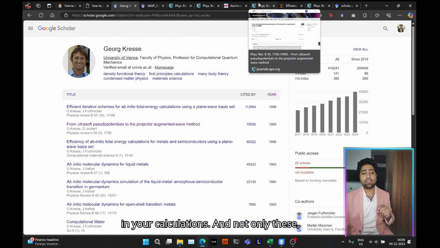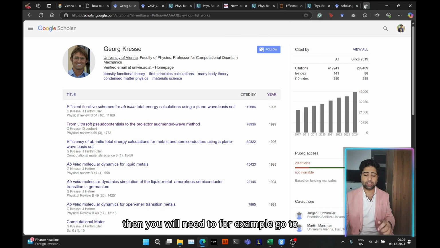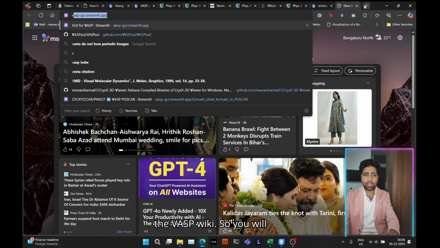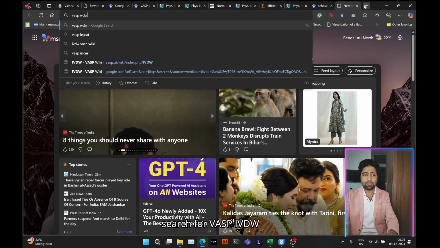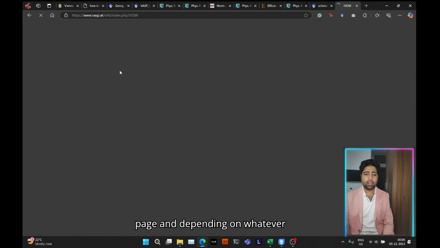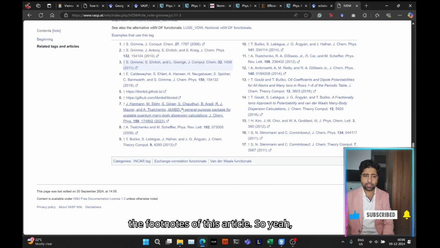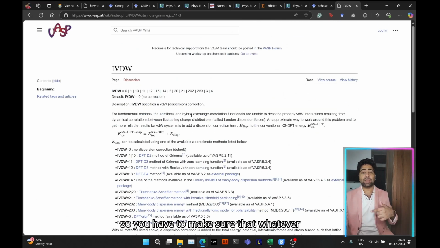And in addition to these, you will need to cite VASP depending on whatever feature you are using that is not covered in these articles. For example, if you're using dispersion correction, then you will go to the VASP wiki. You will search for VASP IVDW, and then head over to their wiki page, and depending on whatever VDW value you use, you will find a particular citation to all of these in the footnotes of this article. So you have to make sure that whatever feature you are using, you're citing that as well.